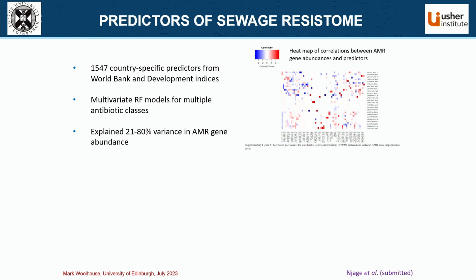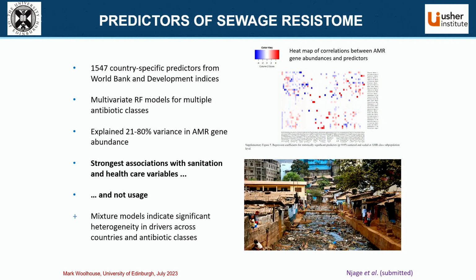We can look to see what predicts those patterns. We looked at a huge number of predictors, over 1,500 country-specific predictors from World Bank and development indices, using machine learning techniques, which mostly work quite well, although they had trouble with some of the data. And we get what you see on the right there, these heat maps showing where there are close correlations between AMR and particular predictors. I won't go through all 1,500. I'll give you the summary, which is that the strongest associations between the levels of AMR genes in these samples were with sanitation and healthcare variables. That was where the strength was, not with usage. Usage was not a particularly good predictor of what we were seeing in these environments.